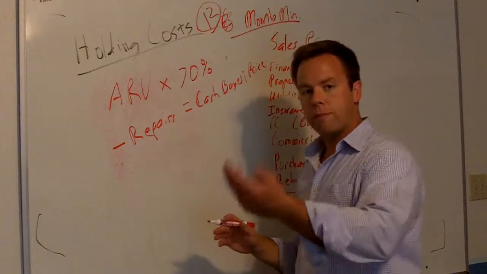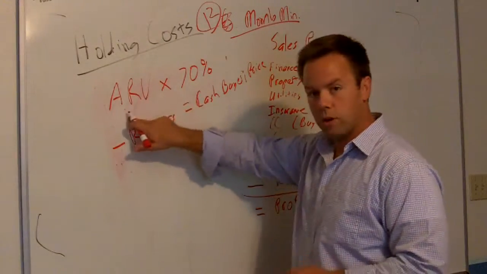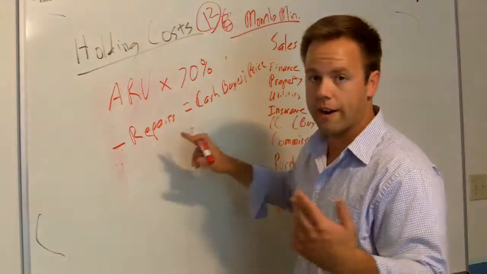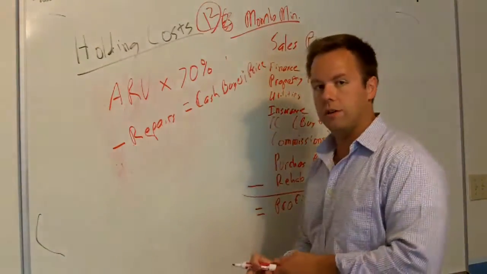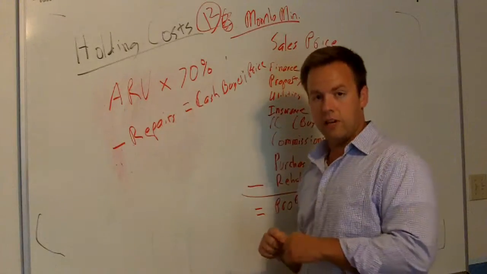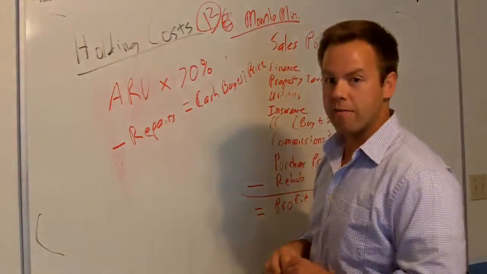After repaired value, say $200,000 times 70%. What's 70% of 200 grand? 140. If your repairs are 50 grand, 140 minus 50 grand is 90. That $90,000 is what your cash buyer is going to pay. If your ARV is less than 200 grand, I recommend you replace that 70% with a 65% figure.